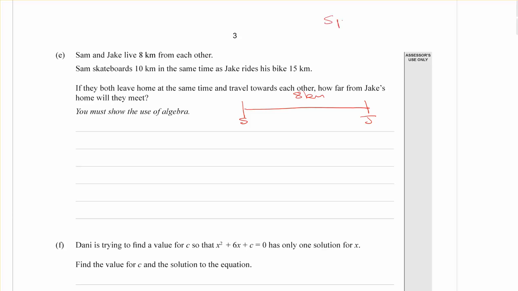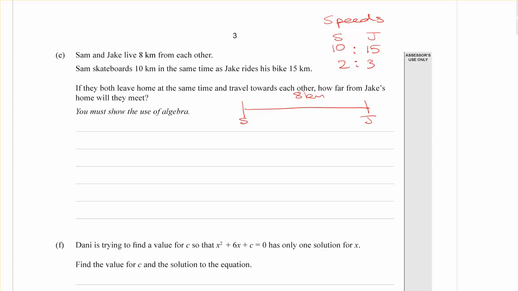So if we're talking about speeds, Sam can do 10k in the same time as Jake can do 15. Now there's a ratio implied in here. I can see that both numbers divide by 5. We could simplify that ratio to 2 to 3. So Jake's actually faster.